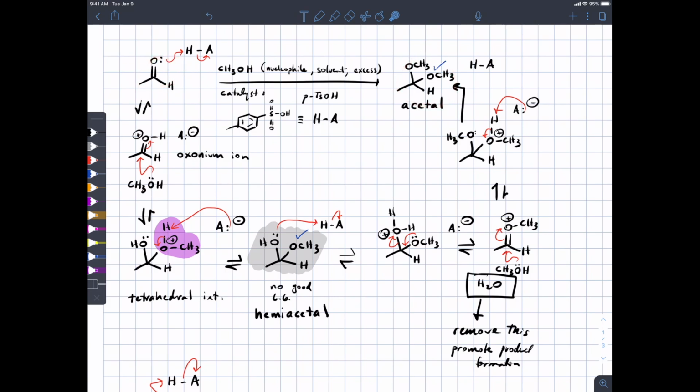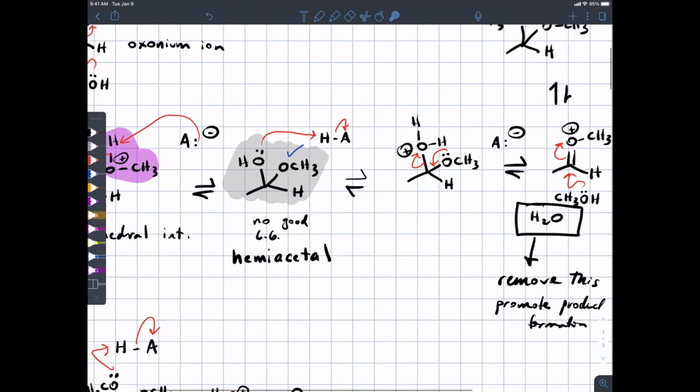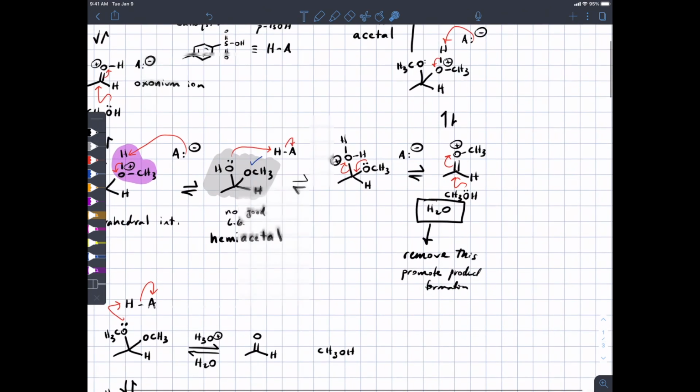They can also fall apart in base. We won't talk about that or worry about that. Hemiacetals are generally not stable. There is an exception to that. If the hemiacetal can be cyclic, it can be somewhat stable. That's important for carbohydrate chemistry, and we'll talk about that a little bit later today.